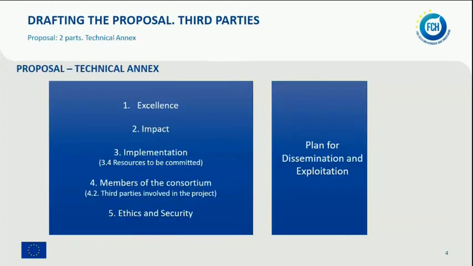The proposal. You have 2 parts. One is the administrative part, which represents, for example, all the administrative data that you will have, participant identification code, contacts, and so on and so forth. And the technical annex, which is divided into documents. One is the technical annex with 5 sections that you will need to fill in. And a third document called the Plan for Dissemination and Exploitation.